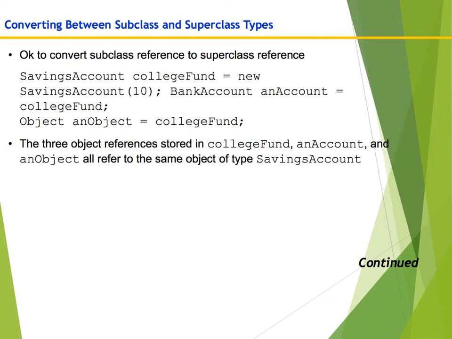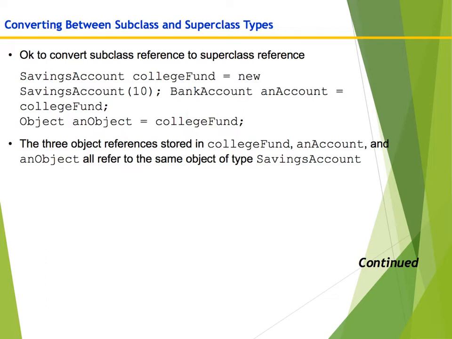So a variable of type superclass can refer to an object of its subclass. It's okay in Java. There is no compile error and it works without any error.